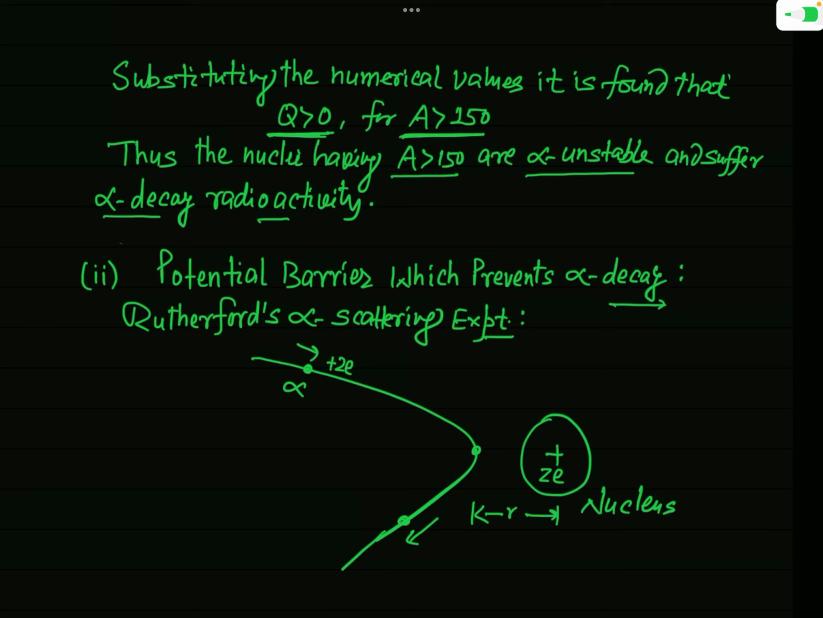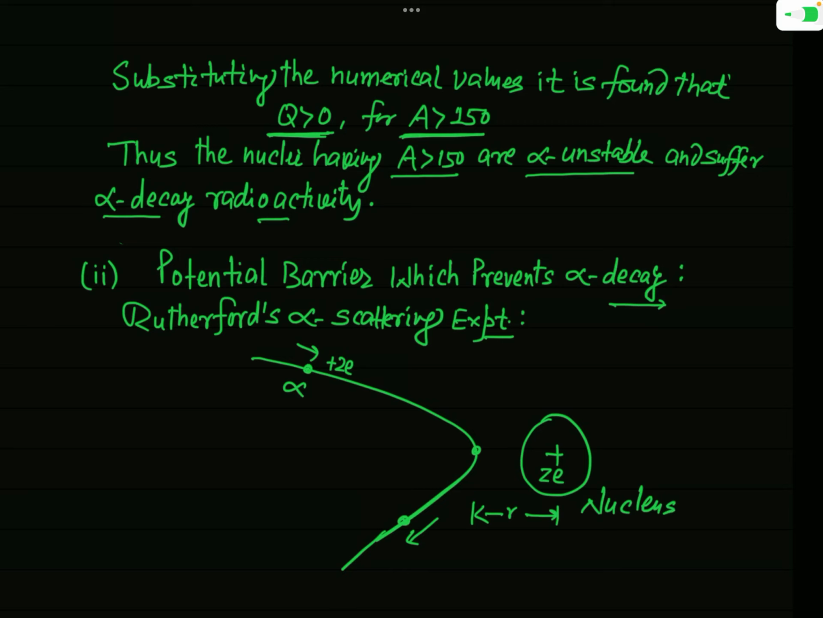But as the alpha particle approaches the nucleus, Coulombian force acts between them, because the alpha particle is positively charged and the nucleus is also positively charged. So there will be a Coulombian repulsion acting between the alpha particle and the nucleus.